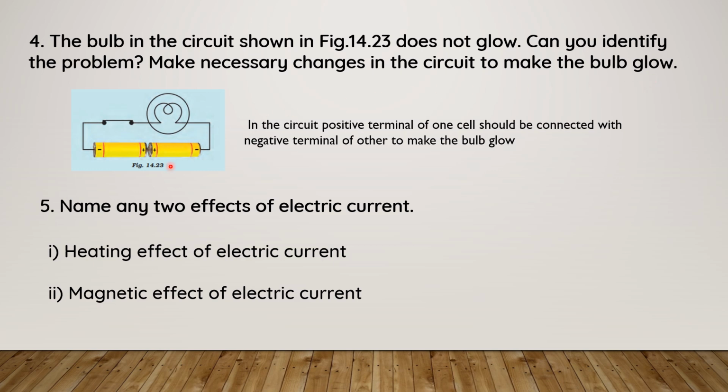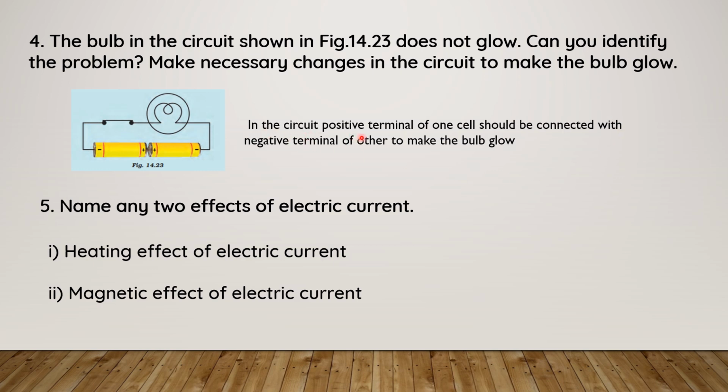So here you can see the negative terminal of one cell is connected to the positive terminal of the next cell, or the positive terminal of one cell is connected to the negative terminal of the other cell. Then only current can pass through it. But here negative, here positive, but here again positive and positive touch each other. So the bulb will not glow. So this is the answer.